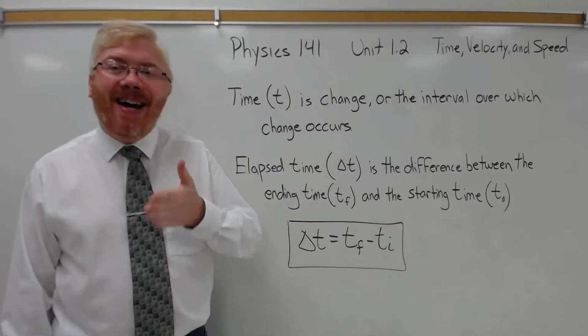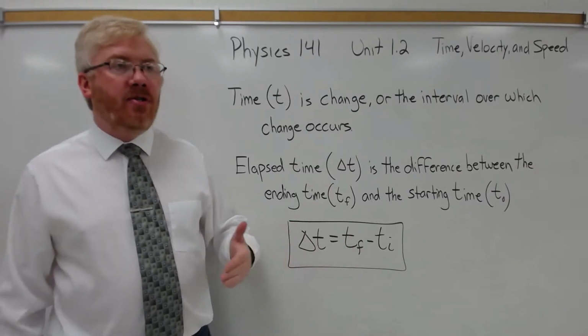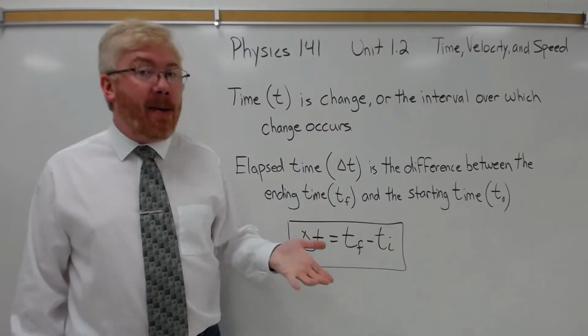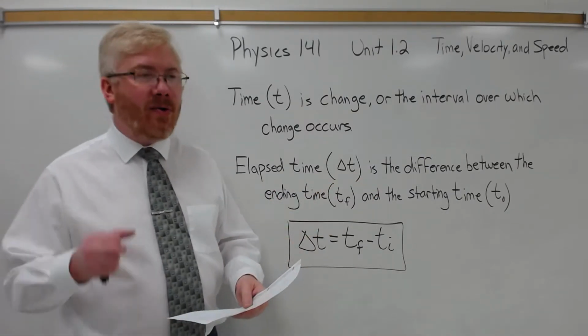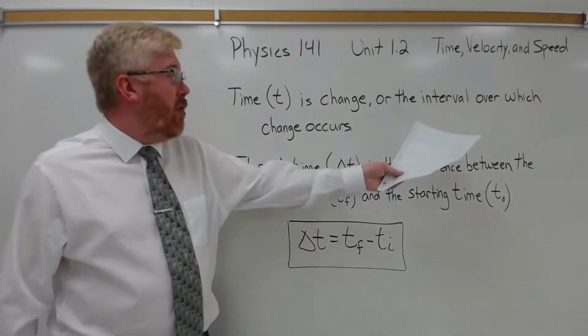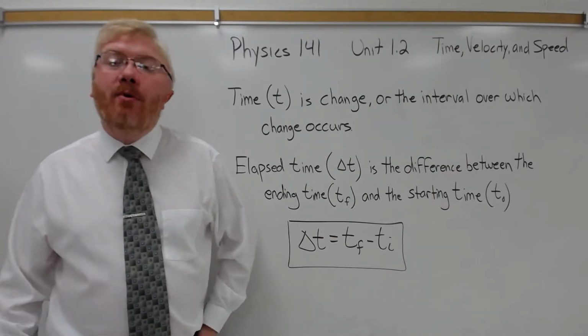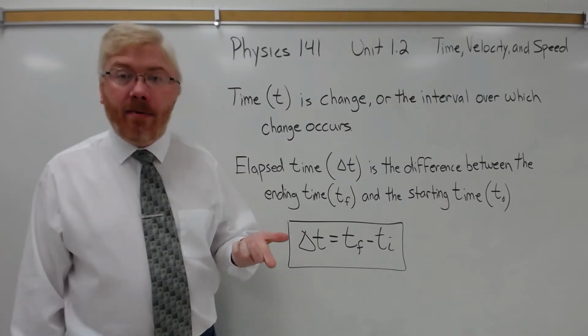If you freeze time, nothing can change. Everything is frozen in time. So for change to occur, especially motion, for an object to move, time has to exist. We won't get into the philosophical quandaries of time or anything like that, but time is the interval over which change occurs. Now you can, like with position, determine specific time events and label them.